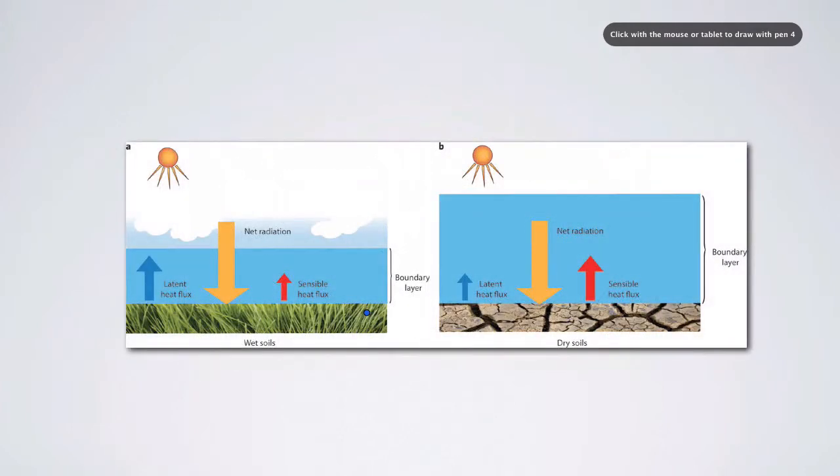Here's another graphic that shows the same pattern. When we're on relatively wet soils, vegetated, you're going to have high latent heat flux, lower sensible heat flux for a given amount of radiation. In contrast, on a dry soil or soil that isn't quite as vegetated, you'll have a lot more sensible heat flux, not as much latent heat flux, a taller boundary layer, less evapotranspiration, less precipitation.